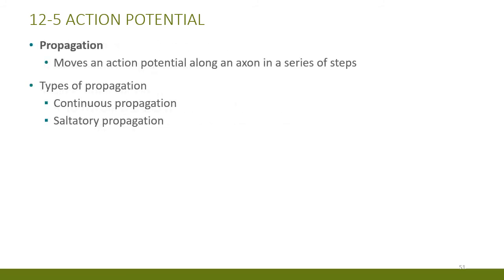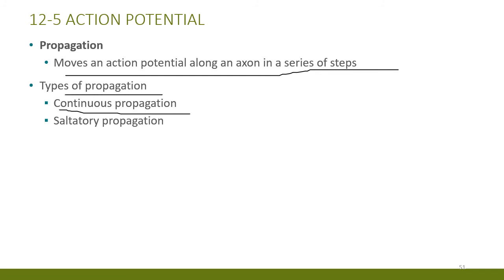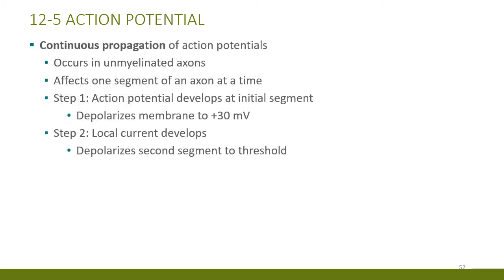So propagation has to do with the movement of an action potential along a membrane, and it's a series of steps. Now there's 2 types of propagation. There's continuous conduction or propagation, or saltatory propagation or conduction. Conduction or propagation can be used interchangeably. And that means there's an actual movement of a difference in polarity down the membrane.